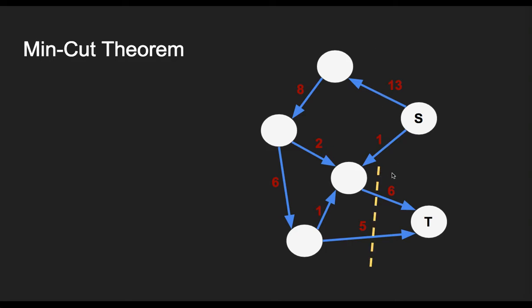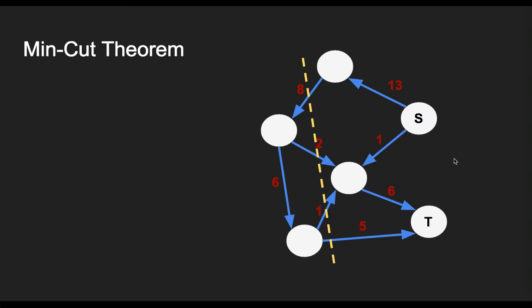So this is another cut. It's 5 plus 6, which is less than the 14 we had before, but still not the minimum cut. This cut still does separate the source and the sink, though, because if we removed these two edges, the sink would be all alone and it would be separate from the source.